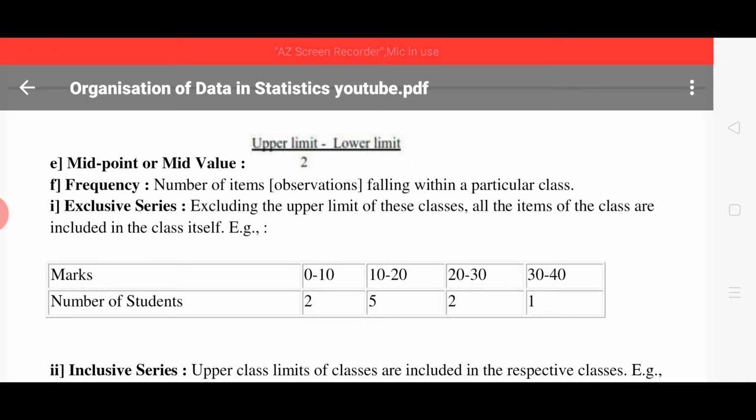The number of students is 5, meaning 5 students got their marks between 10 to 20. This is what frequency is. Now, exclusive series. Excluding the upper limit of the class, all the items of the class are included in the class itself. What does it mean? Exclusive series means the upper limit is not included.